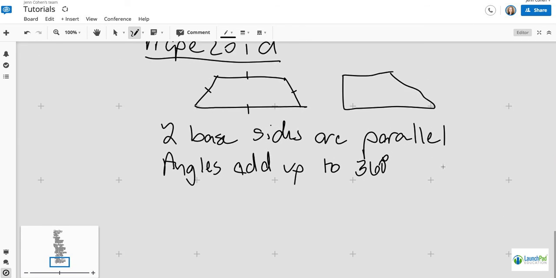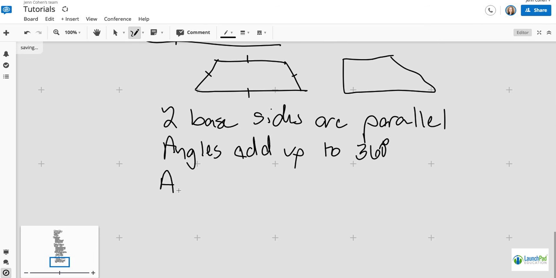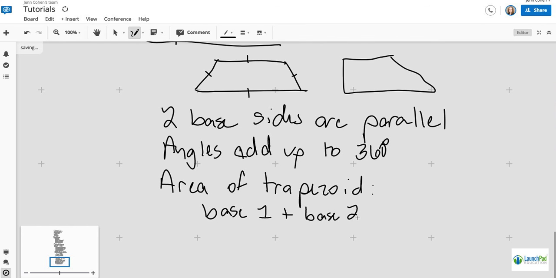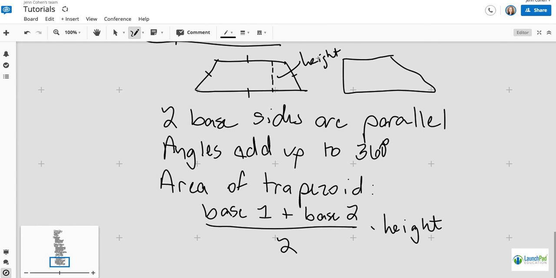And the formula for the area of a trapezoid, which the ACT does like to test, is this. Base 1 plus base 2 divided by 2 times the height. Okay. And again, it's the vertical height. So if I draw this on here, that's the height, not the length of one of the sides. Okay? So that's all the basics of the four-sided shapes.